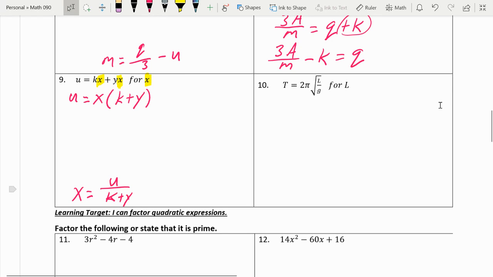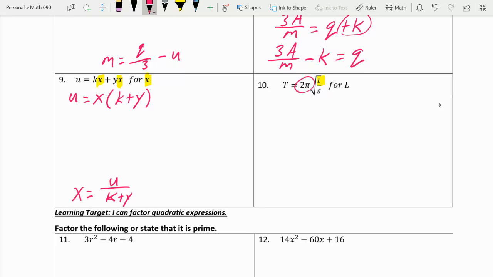Number 10. We're solving for L. L is stuck underneath the radical. It's stuck underneath that square root. So the thing I want to do is get rid of that mess first, so I can just concentrate on that square root of L over G.